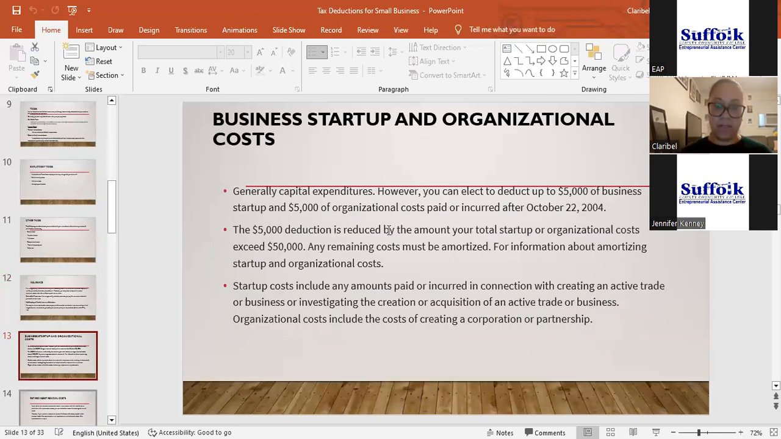Business startup and organizational costs. So this is the cost to get your business started. Generally, business startup and organization costs are capital expenditures.